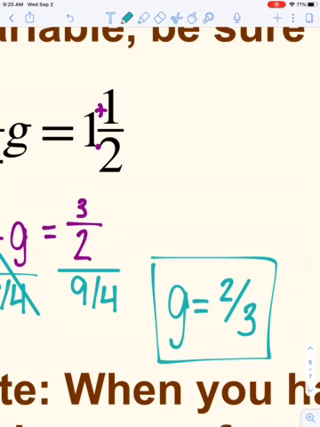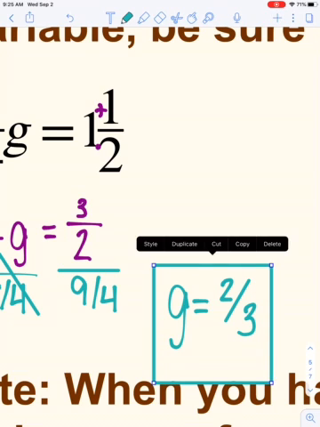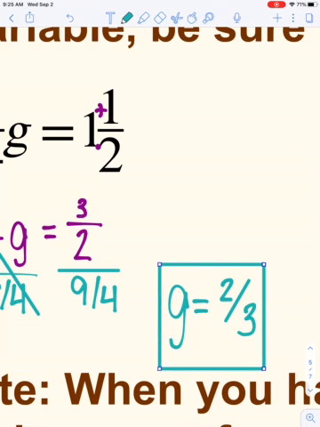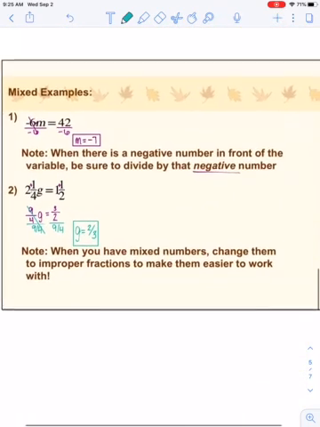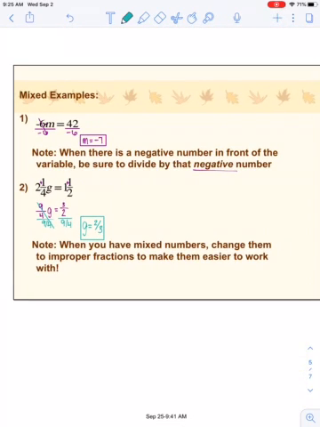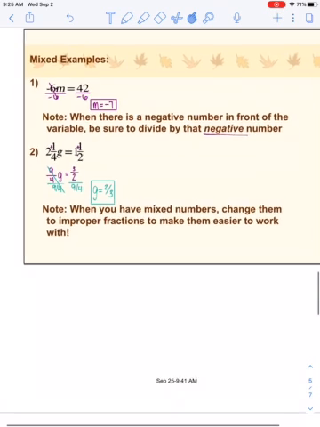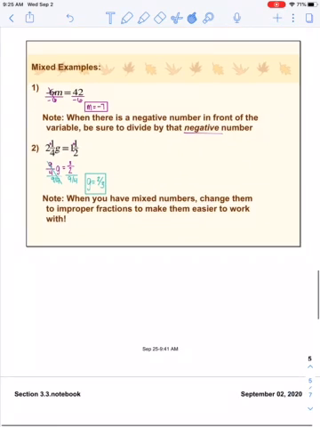Okay? That's it. So you don't have to change them to improper fractions. It's just probably easier to use your calculator if you do that. Okay, you should get the same answer either way.